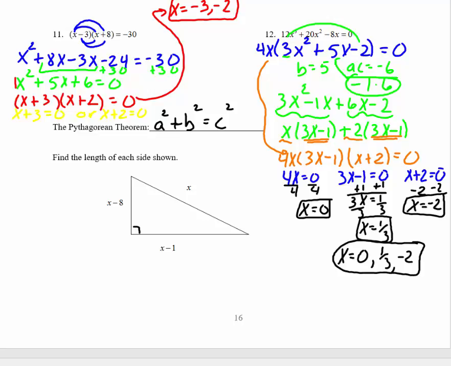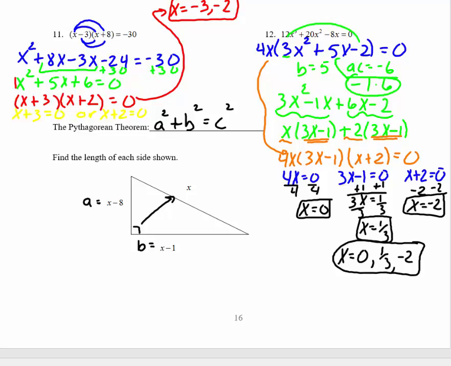So c is the most important, and c is the one opposite the right angle, which is the longest side, the hypotenuse. So in this example, c is going to be x. A and b, the either sides does not matter, so I'll just let x minus 8 be a, and I'll let x minus 1 be b. So it says find the length of the sides shown.